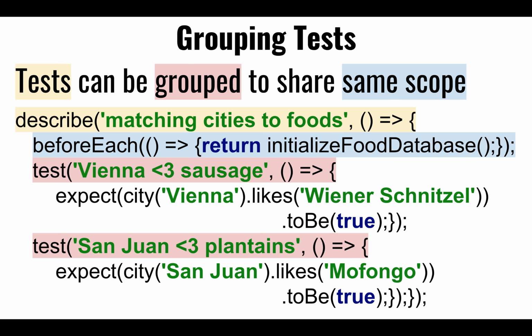And you can also declare a before each for the whole group, meaning that it's going to be invoked for every single element inside of that group. Here we're verifying that Vienna loves sausages and that San Juan loves mofongo.